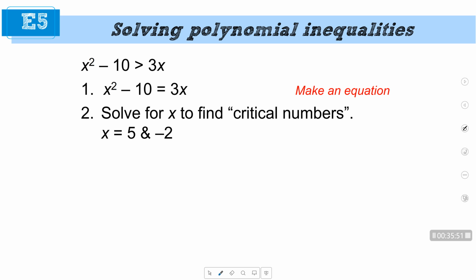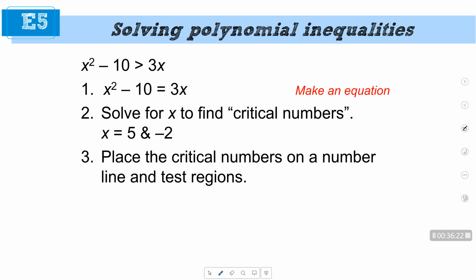Okay, so make it an equation first, find critical numbers. Polynomial inequalities are not very important for us by themselves, but what they do is set the basis for some very important stuff that we're going to do for many months. This has a direct application with stuff that we do with derivatives. Those are called critical numbers because they're the numbers that make the equation equal to 0.